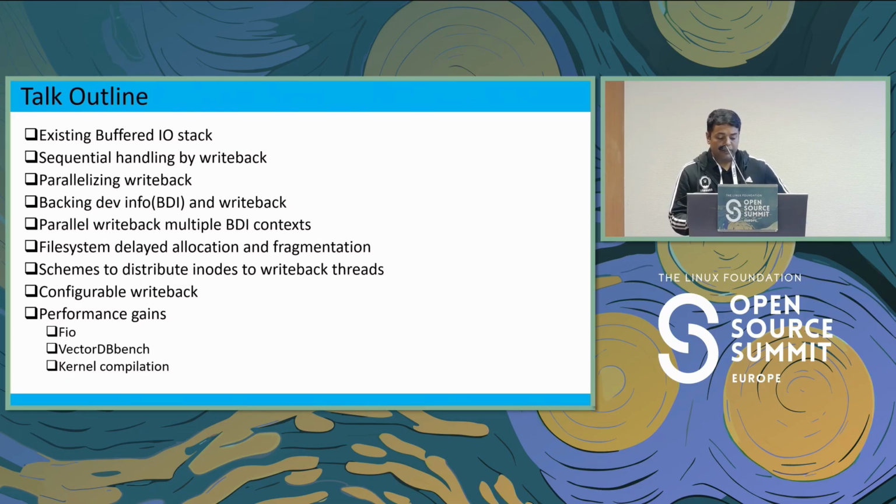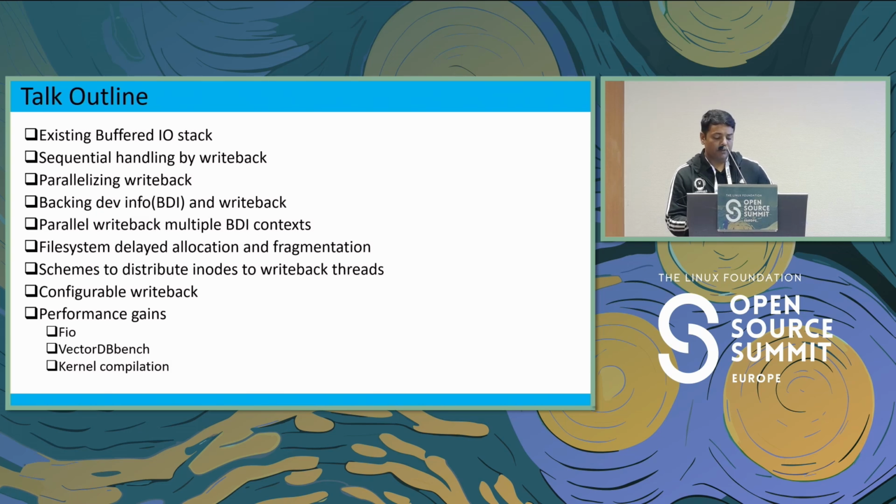And for parallelizing writeback, we made multiple BDI contexts. We'll see the changes related to that. While we talk about writeback, file system delayed allocation is also a part of writeback, and it is there so that we can minimize the file system fragmentation on the disk. Now with the parallel writeback, we distribute the inodes to various writeback threads. We'll see the various schemes which we have tried and what the benefits and cons of those schemes are.